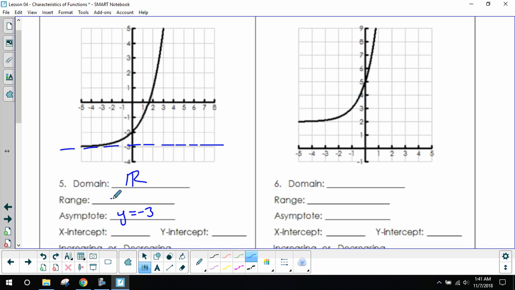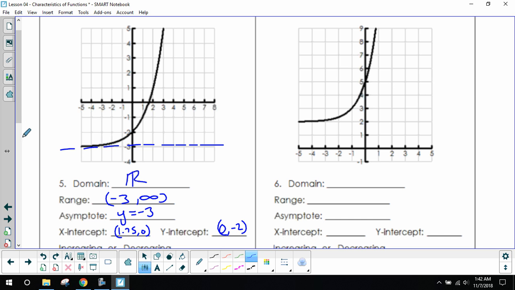X-intercept. I really want to argue 0.75 for that. So I'm going to put 0.75. 1.75, 0. Might even be a 0.6 to be honest. Y-intercept, we're going to argue 2, so 0, -2. And we are increasing. This one is increasing.